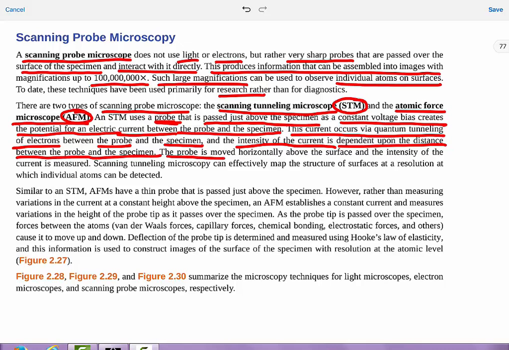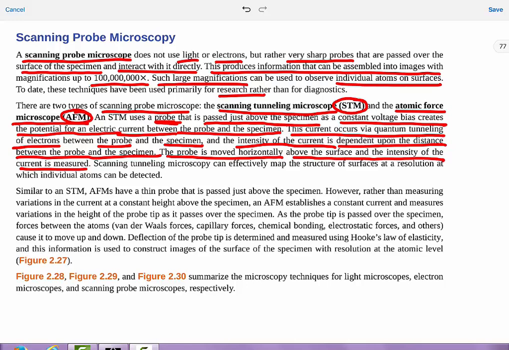So the probe is moved horizontally above the surface, and the intensity of the current is measured. Okay, so it's moving horizontal, sideways, right, across the surface of the specimen, and as it's doing that, the intensity of the current is dependent on the distance between the probe and the specimen. So it's sending this current, and it's picking up information.